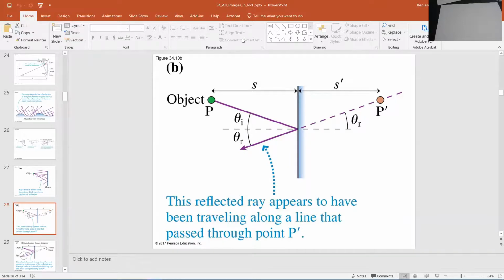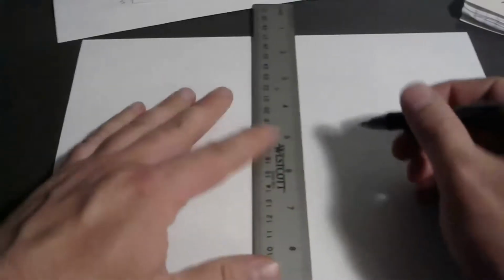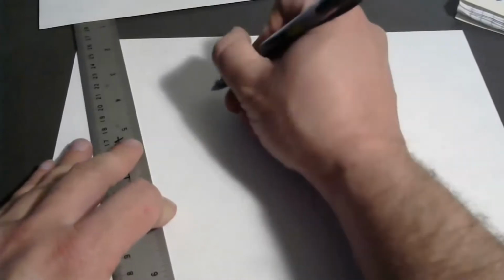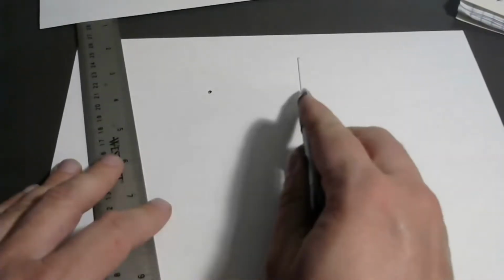So let me turn off the screen share here. Oops. Stop share. Okay, and now we'll draw a picture here. Here's the mirror. Let's look at a source of light right here. This is the object distance S.